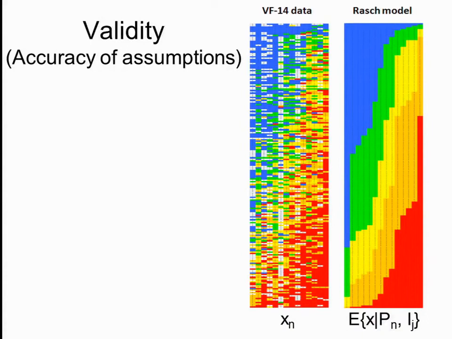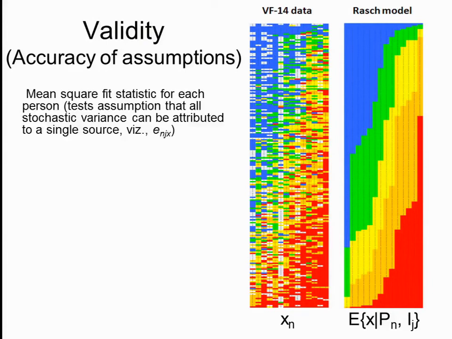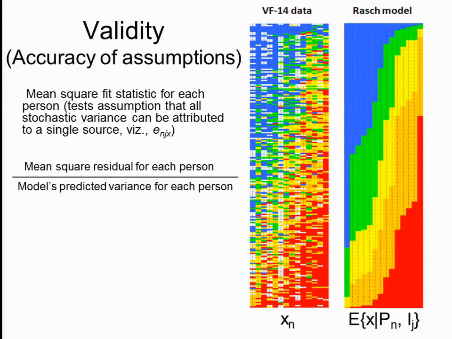What is the accuracy of the assumptions that went into the model? Well, we can do a mean square fit statistic for each person, and that tests the assumption that all the stochastic variance can be attributed to a single source in the case of a Rasch model. So there's ENJX, the error. That's where the random variance comes from. And we'll take the mean square residual for each person.